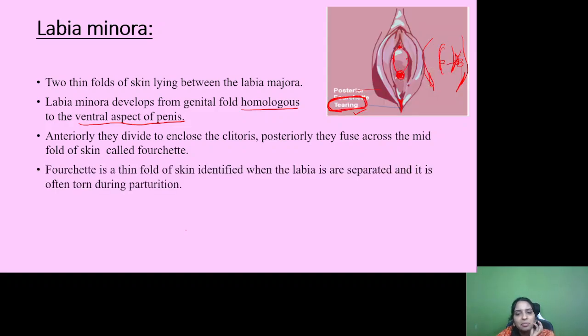And as I said, fourchette is a thin fold of skin. It is identified when the labia is separated. You can see here. And this fourchette is often torn, that is, often it is tearing in the posterior part here.